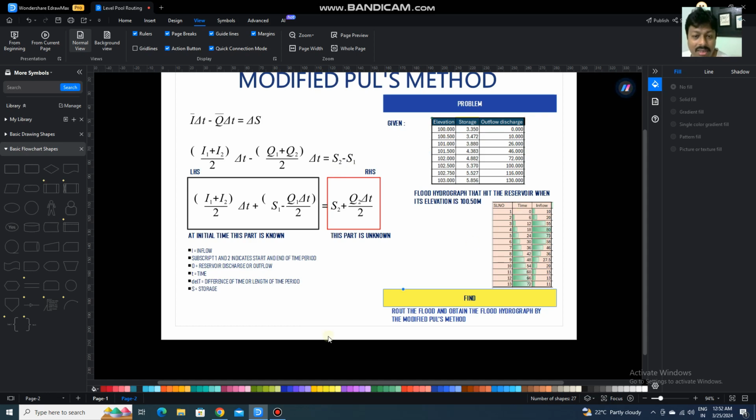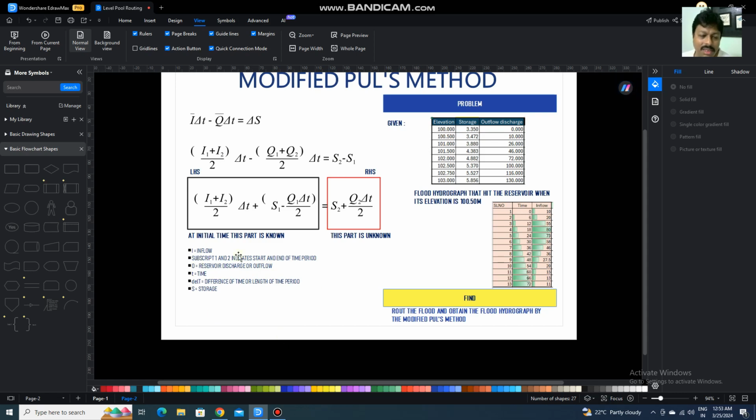And remember, this outflow is a function of not only time, it is also a function of the elevation of the water stored in the reservoir. That means, to be more precise, water level. So this outflow is dependent on the water level of the reservoir. The storage is also dependent on the water level of the reservoir. Here water level is indicated as elevation, so we will indicate the water level as E.